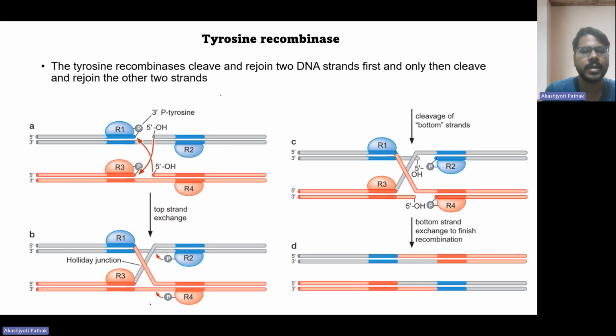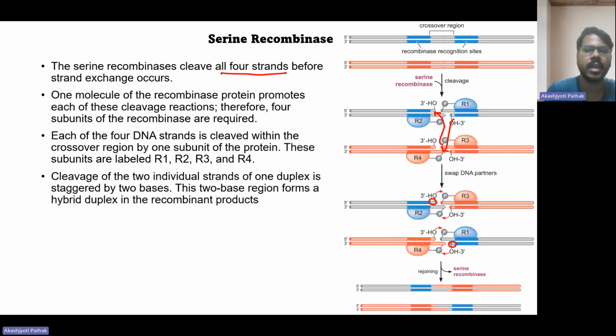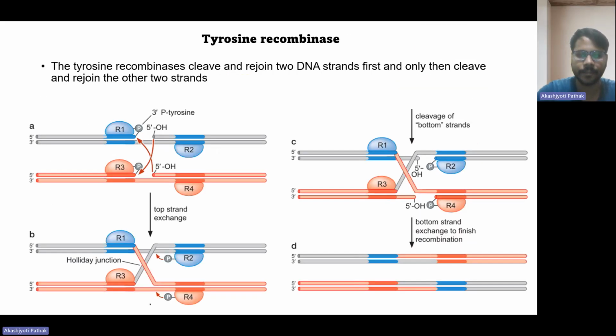Now, the mechanism of action of this tyrosine recombinase is different. So what it does, instead of creating this four stranded breaks, it is creating breaks in only two strands. Okay, so there are only two breaks that are being produced by the tyrosine recombinase. One is over here and another is over here. Well, in case of serine recombinase, there are four breaks. Okay. So in all the DNA strands, it has created a break, while tyrosine is creating only two breaks.